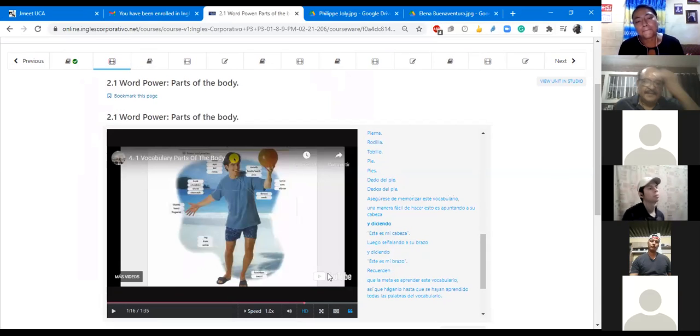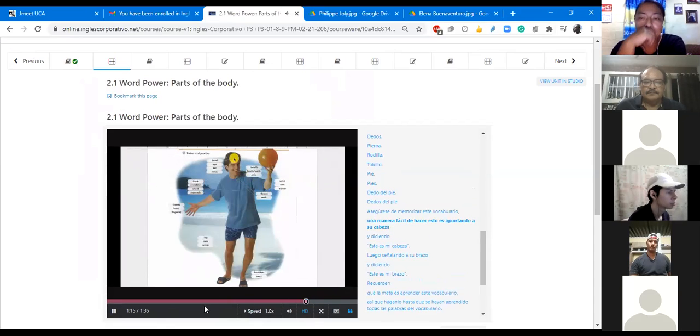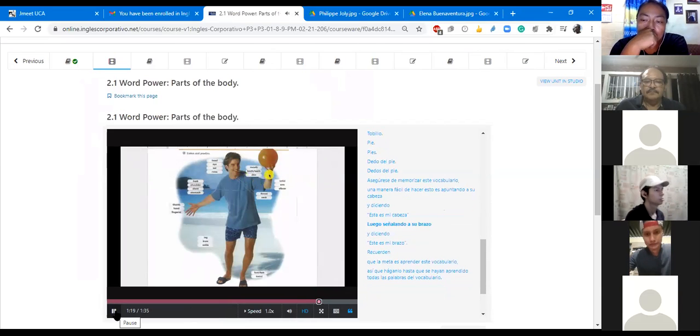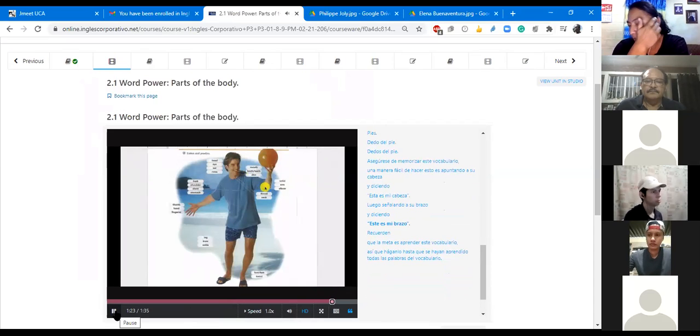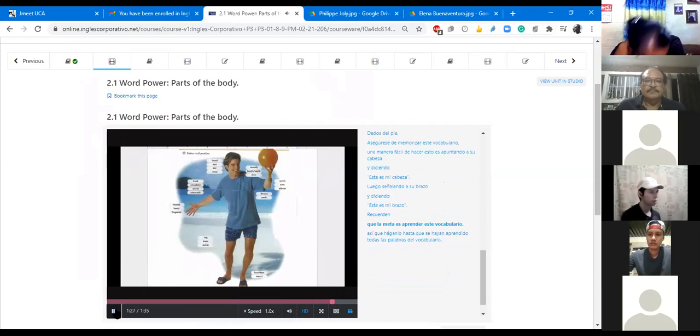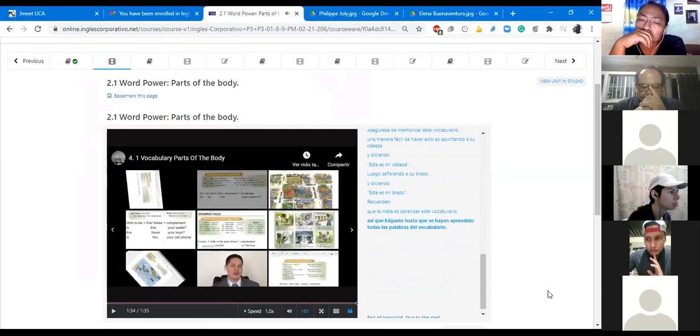Remember, in the video they say right here, the best way. This is my head, then pointing to you and expressing, this is my head. Then pointing to your arm and saying, this is my arm. Remember, the goal is to learn this vocabulary. So do this until you have learned all the vocabulary words. Okay, good. So then, for example, this is my head.